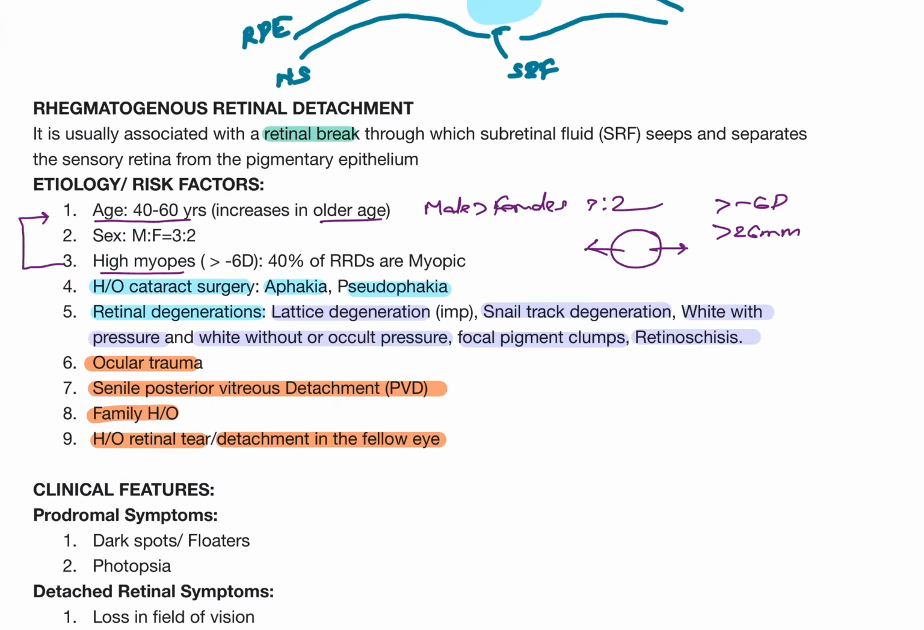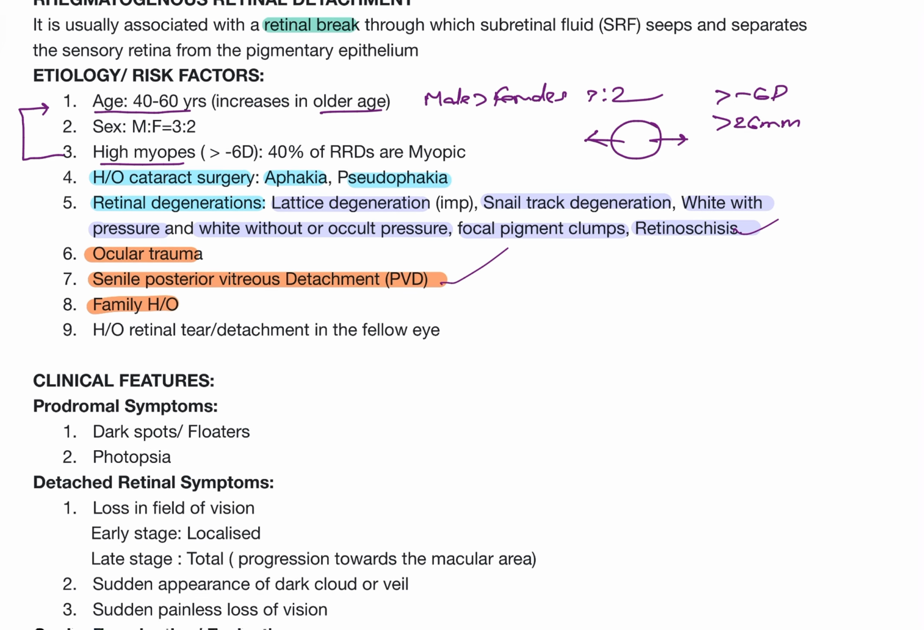So we have some differentials for retinal detachment like PVD and retinoschisis, regarding which we'll see in the differential diagnosis.